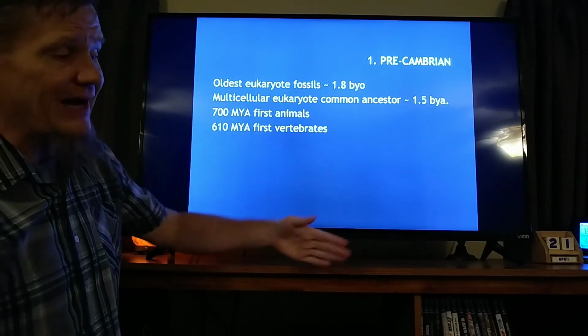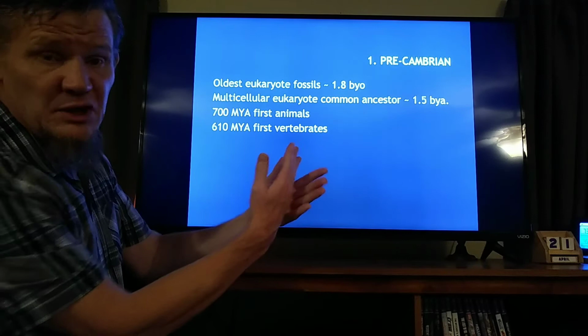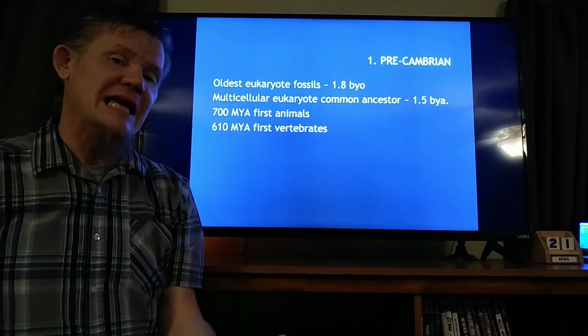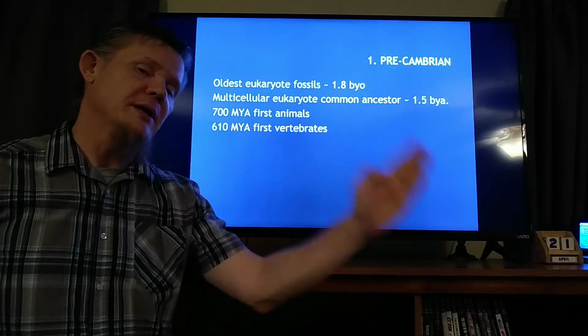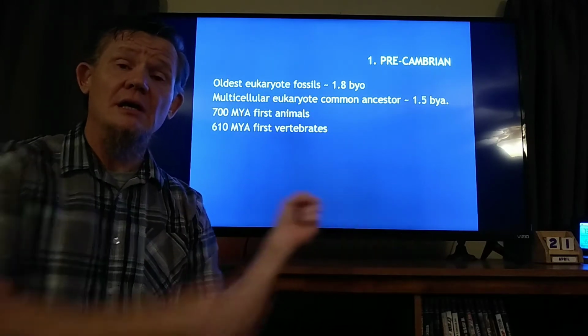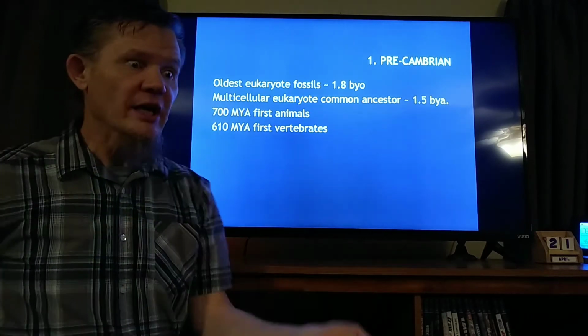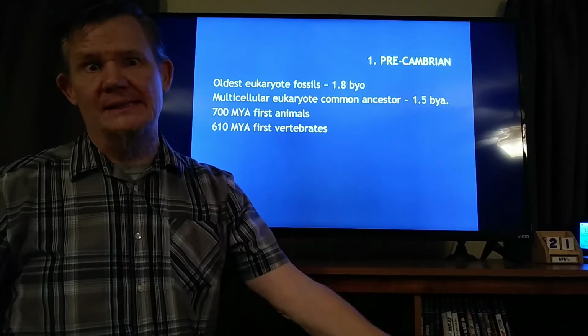610 million years ago, that is that breaking point between the orange line and the blue line. We finally see our first animals right there at that first breaking point between what's called the Pre-Cambrian and what we're about to talk about in a minute called the Paleozoic. Oh, our first vertebrates. Good. We're finally talking about dinosaurs.